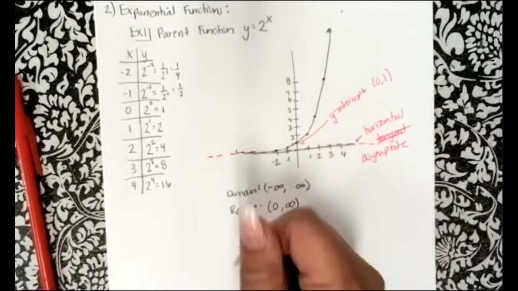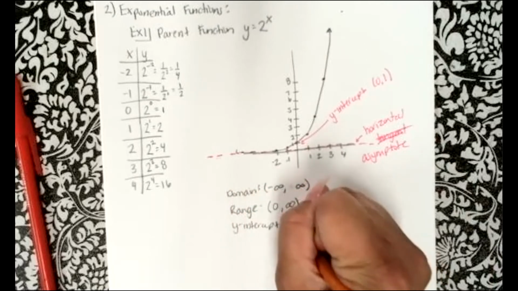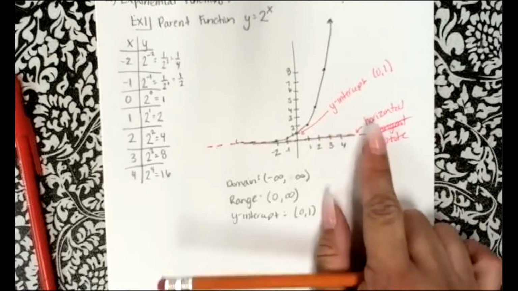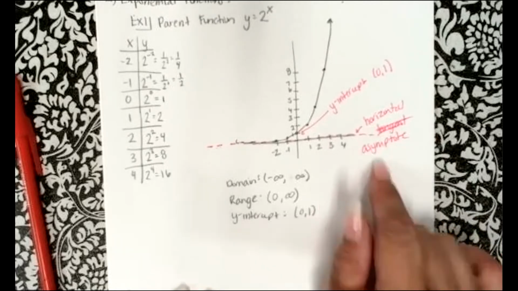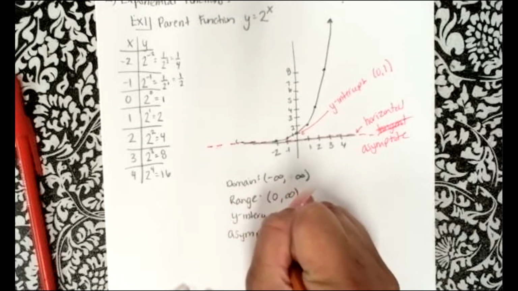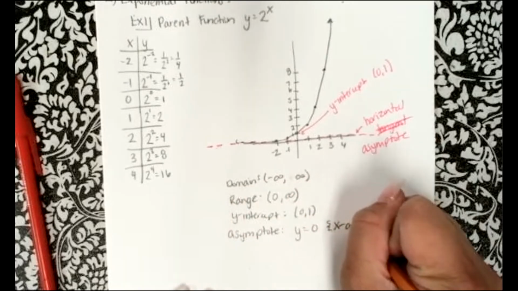The y-intercept is (0, 1). Your asymptote is going to be the horizontal asymptote, which happens to be y equals 0. That is the x-axis.